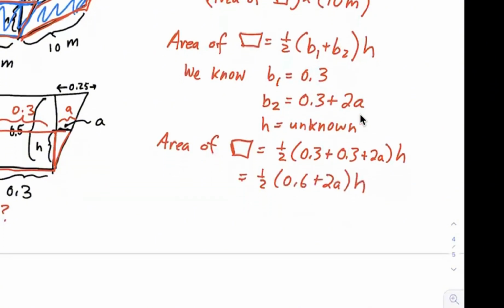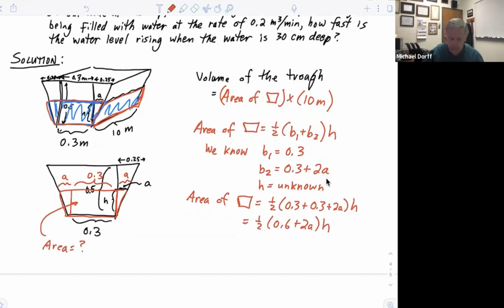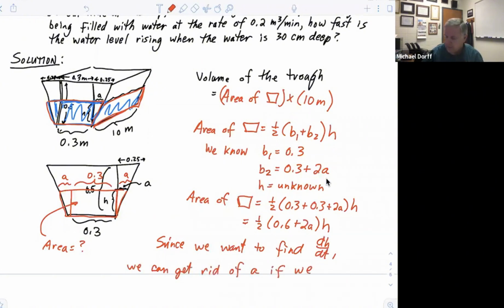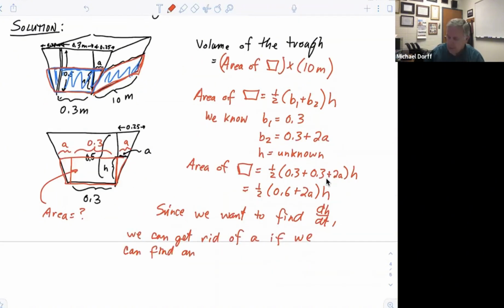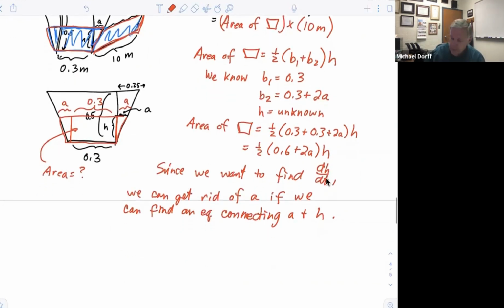Now, we want to get a connection between A and H so that we can get rid of one of the variables. I want to keep H because I'm looking for the change of the height. So since we want to find dH/dt, if we can find an equation connecting A and H. Well, what is that equation?